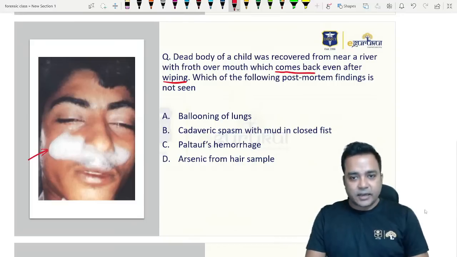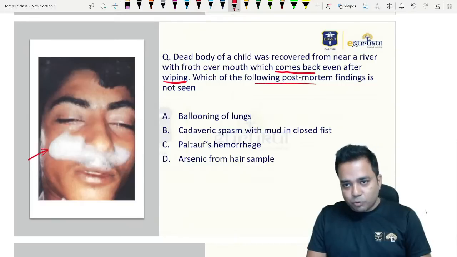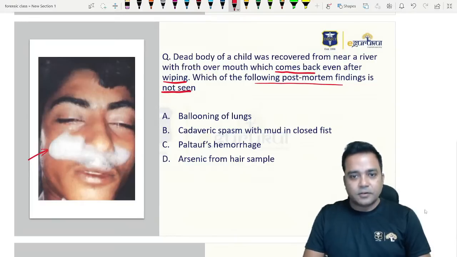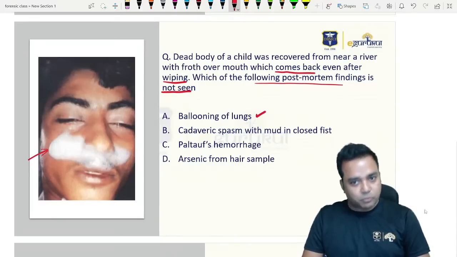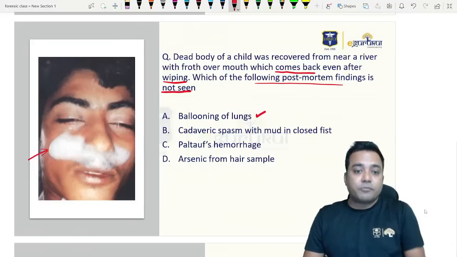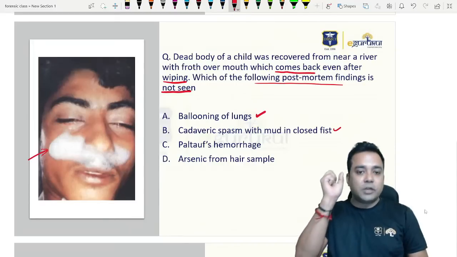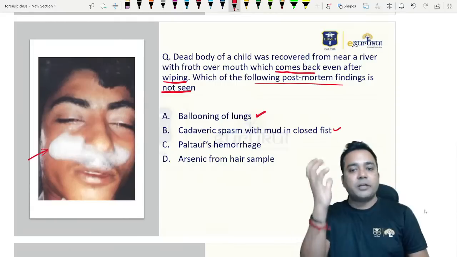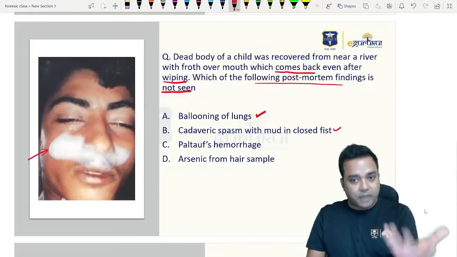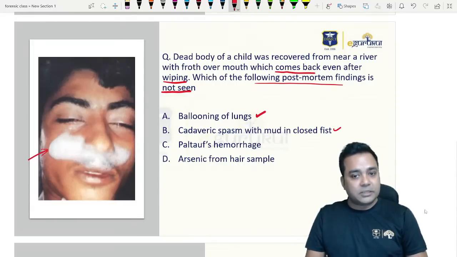So basically, they asked the question, which of the following post-mortem findings is not seen? Is ballooning seen? Yes, ballooning is seen. Can cadaveric spasm be noted? Yes, this is the surest sign of antemortem drowning. Cadaveric spasm is due to struggle. The person consumes the ATPs of hand muscles and they go into permanent contraction. So yes, cadaveric spasm with mud in the closed fist can be seen.